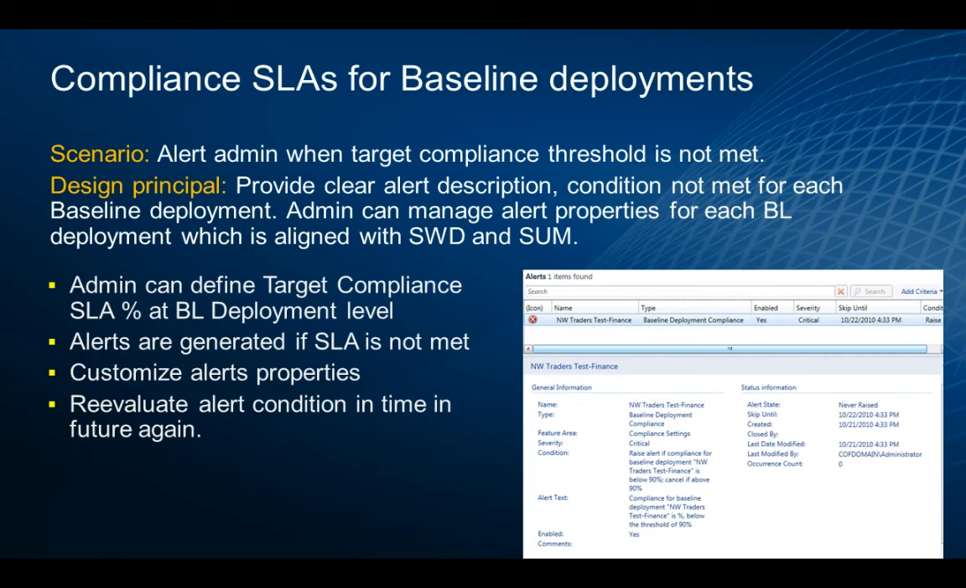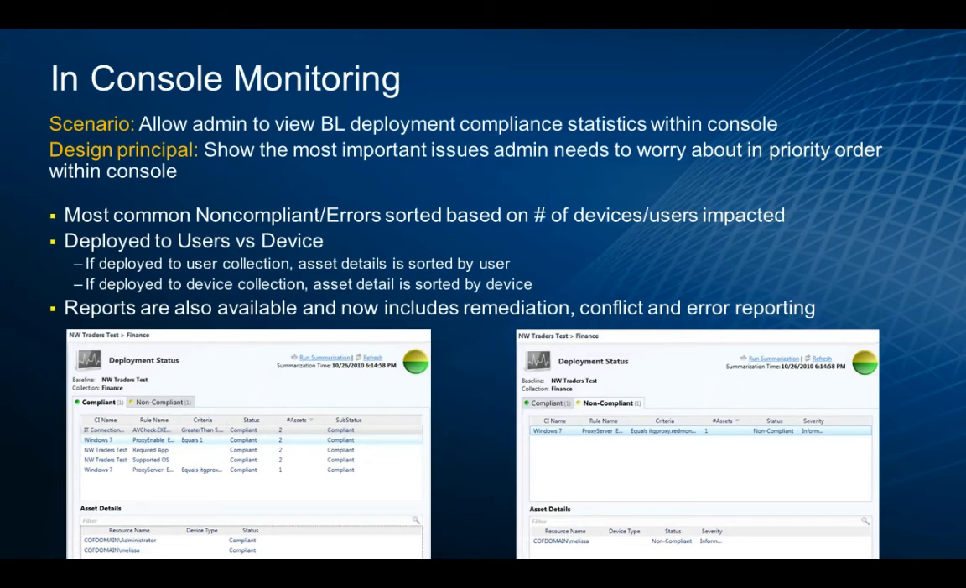We can customize the alert properties. There is a variable there we can use. And we can reevaluate alert conditions in time in the future again. So the design goal with this was to allow the administrator to view baseline deployment settings within the console in a richer experience and show the most important issues the admin needs to worry about or prioritize right inside the console without having to go off and look at different logs or things like that.